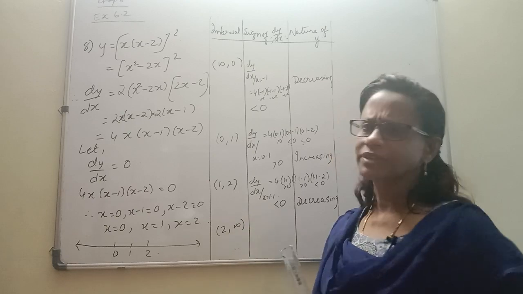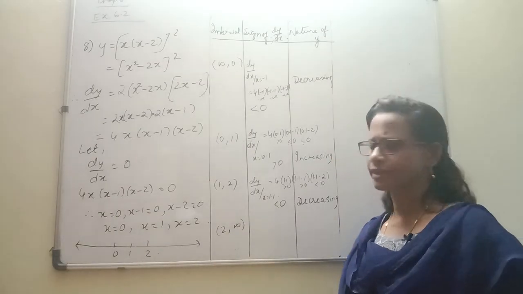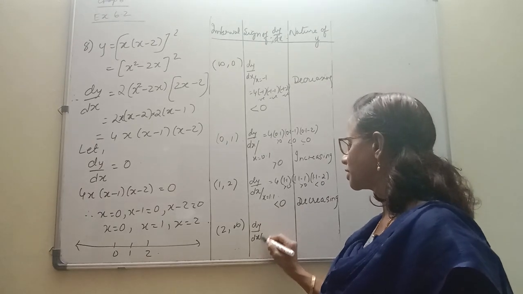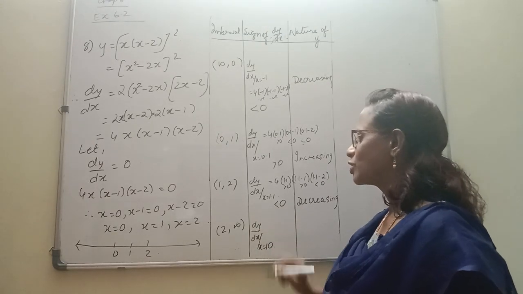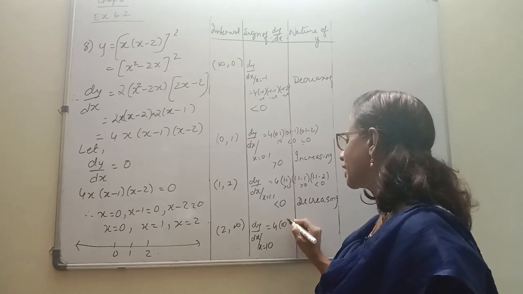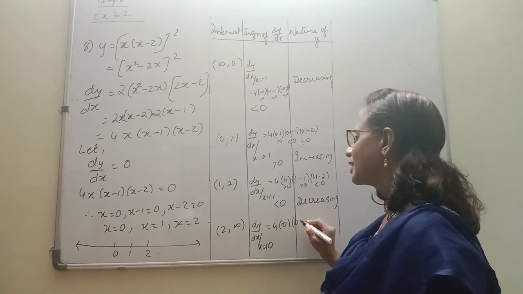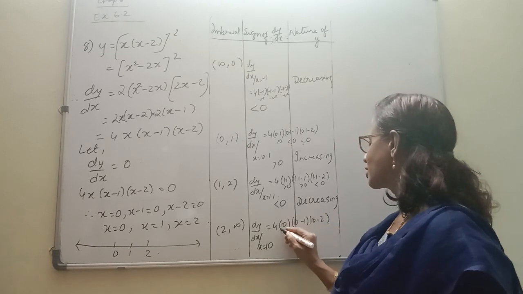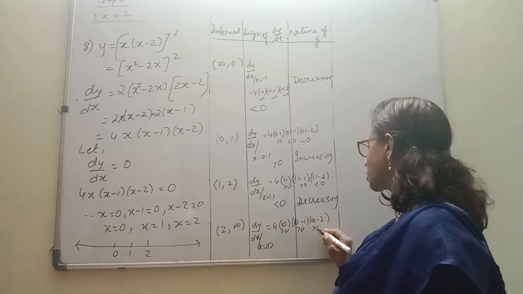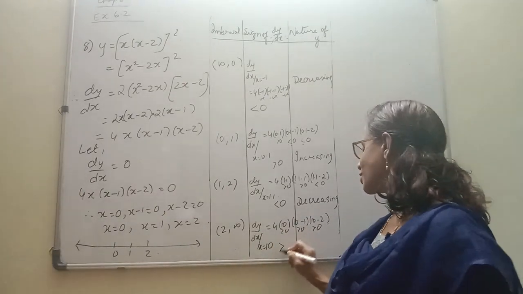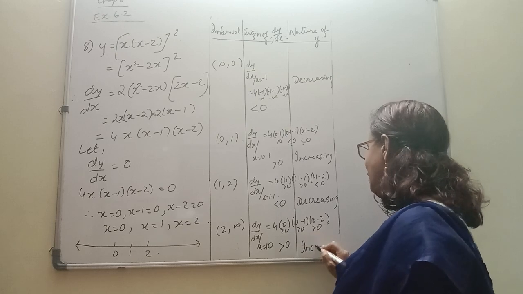2 to infinity can have 10 or 5 or 4 or 3 or something like that. Suppose we take 10, my favorite value always. So let's take x as 10. So what happens to 10? We'll have 4 into 10, 10 minus 1, 10 minus 2. So this is positive, this is positive, this is positive. All positives multiplied together, you're going to get a positive answer. So it's positive here, so it is increasing.